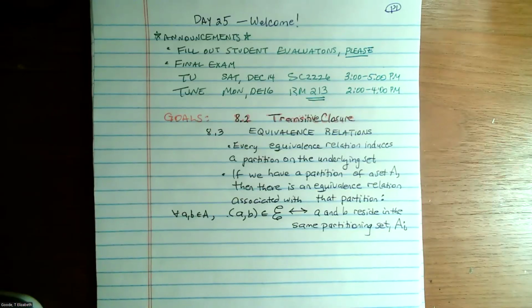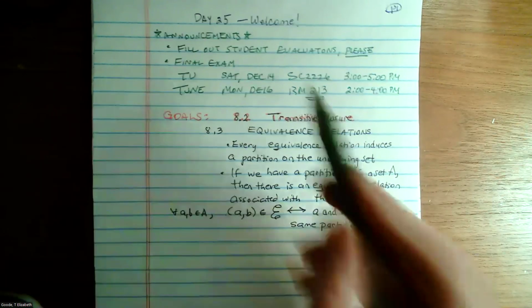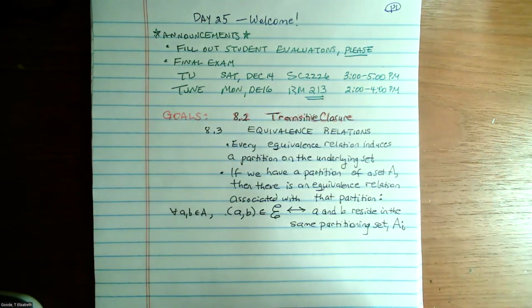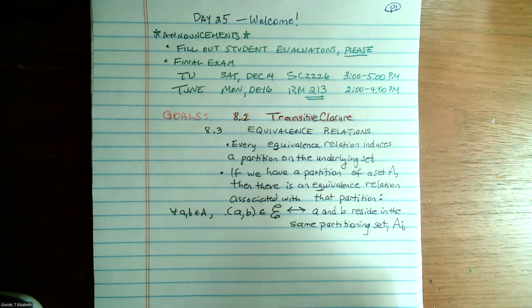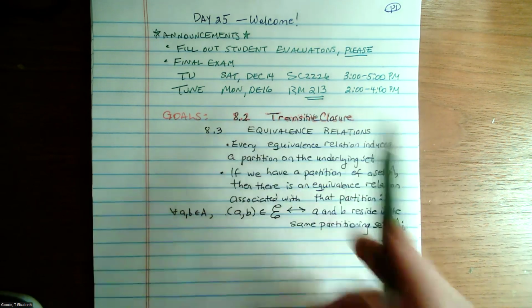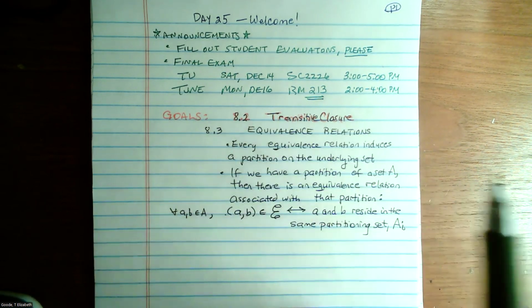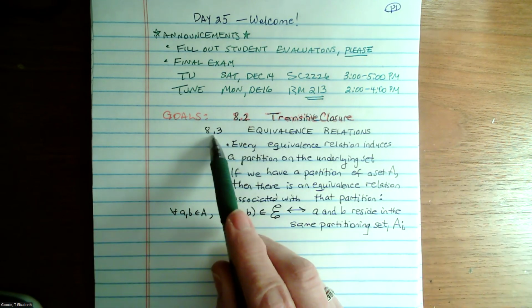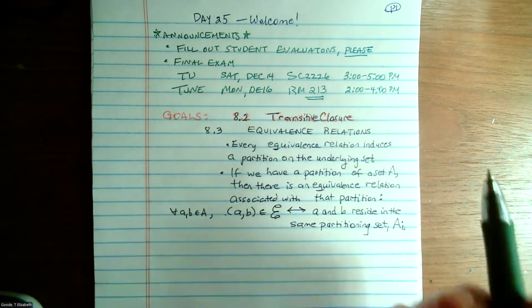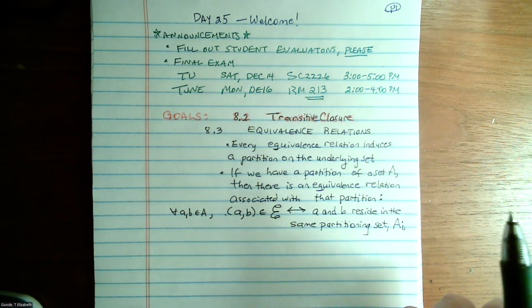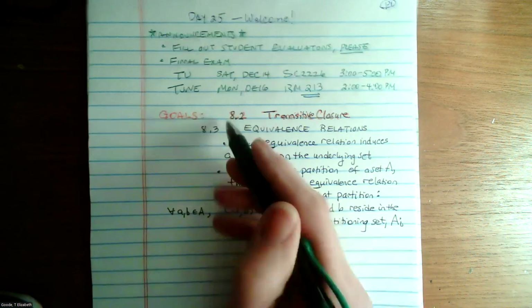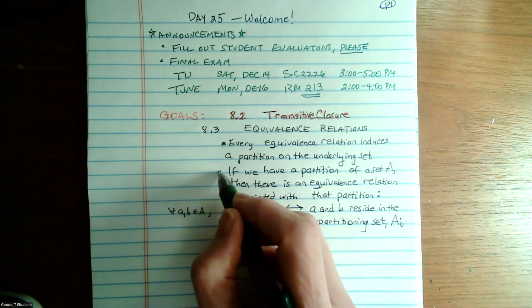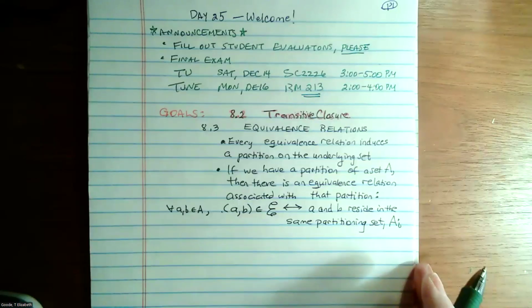Okay. Well, tonight, our goals are to talk about transitive closure, because you will see a WebAssign problem. If you're in 8.2 and WebAssign, you've already seen it, which talks about transitive closure. So we're going to cover that topic, and then we're going to discuss equivalence relations. We've sort of snuck up on equivalence relations already, talking about Congruence Mod 4, but we're going to continue that discussion.